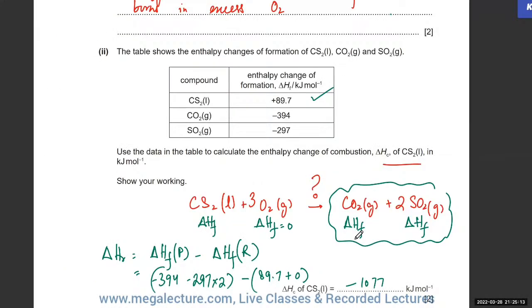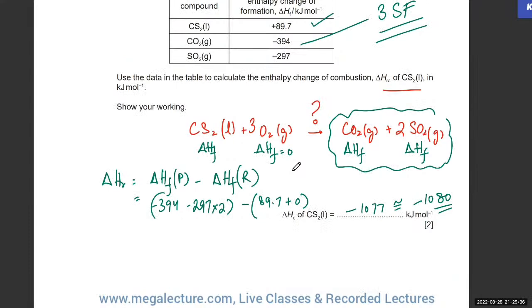So again, be careful. The values were accurate up till 3 significant figures, so your answer should have been rounded to 3 significant figures. It should have been minus 1080. Make sure you are careful about this. Your answer cannot have 4 significant figures. It can't be more accurate than the data that's given.